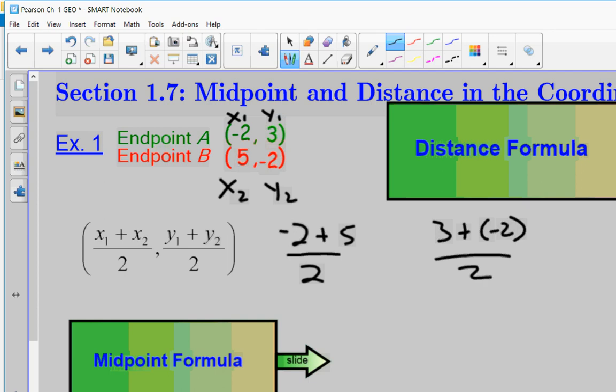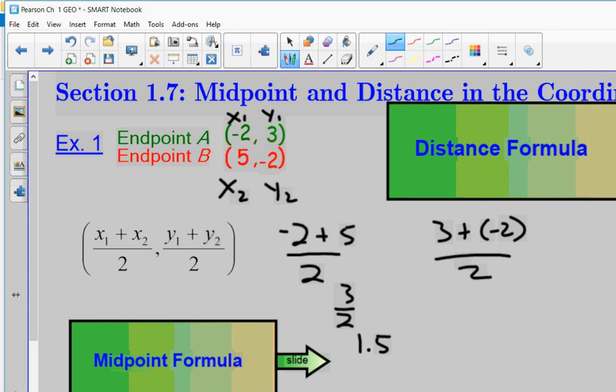So let's do some math. -2 plus 5 is 3. And 3 over 2 is a reduced fraction. I can leave it like that, or I'll put it in decimal form. So I really don't care how you do it. Just know you need to be able to do it either way. So 1.5.